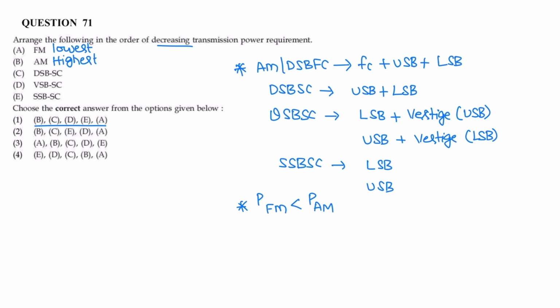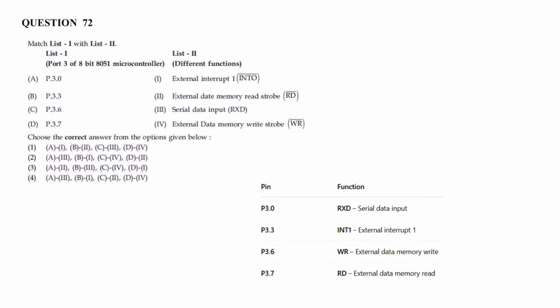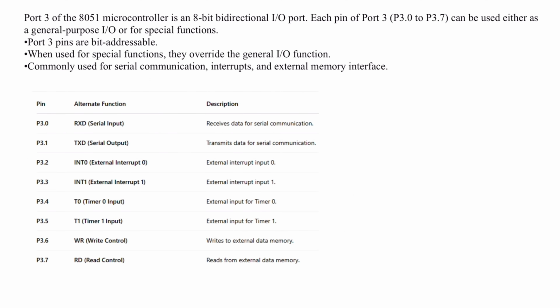Next question. Port 3 of 8051 microcontroller. Port 3 of 8051 microcontroller is an 8-bit bidirectional IO port. Each pin of port 3, that is from 3.0 to 3.7, can be used either as general purpose IO or for special functions. These port 3 pins are bit addressable. Port 3.0 is RxD, serial input. 3.1 is TxD, serial output, transmits data for serial communication.